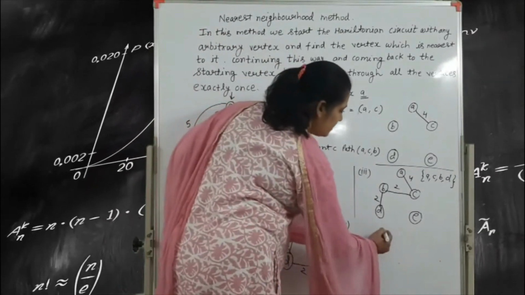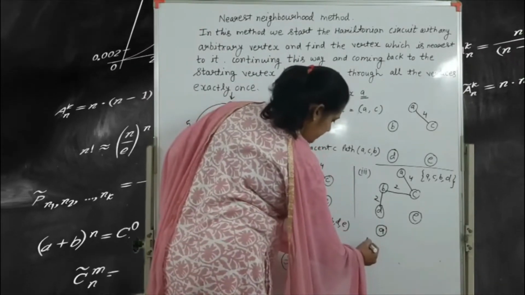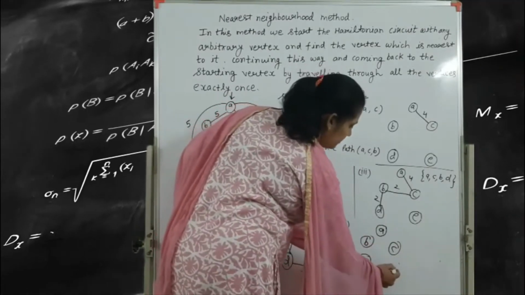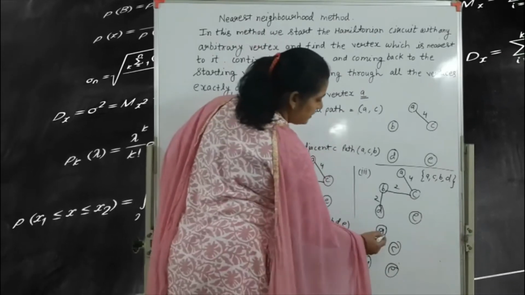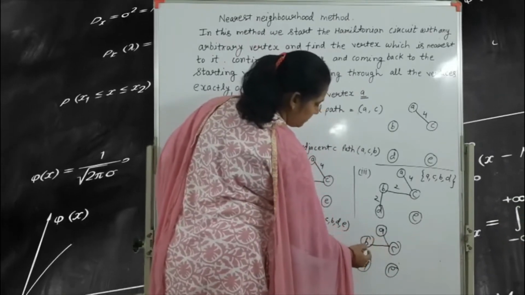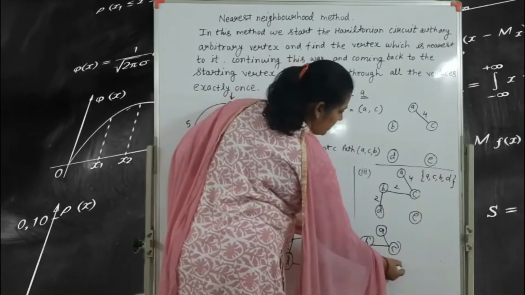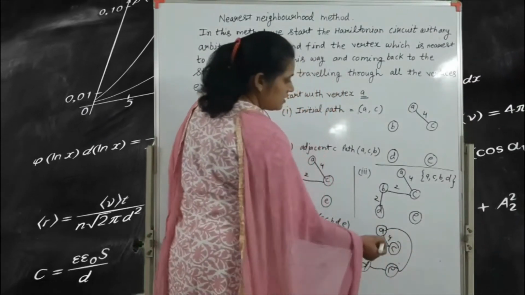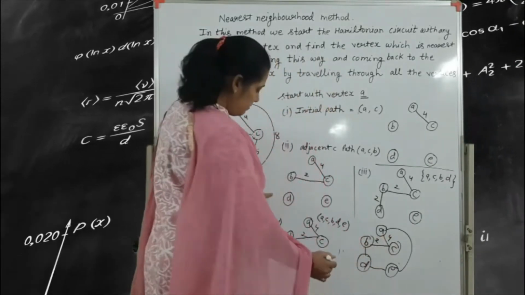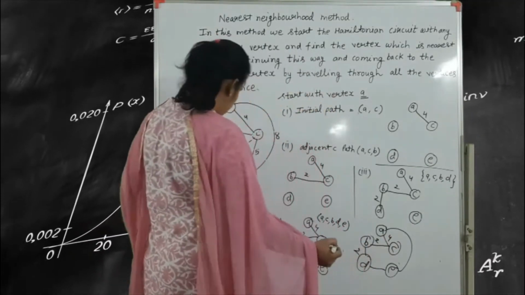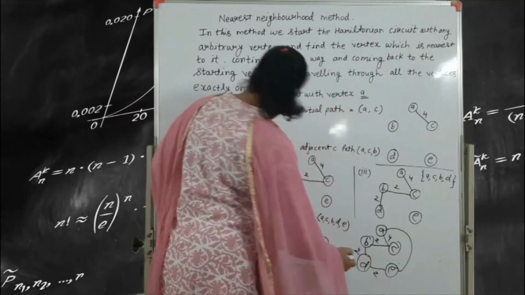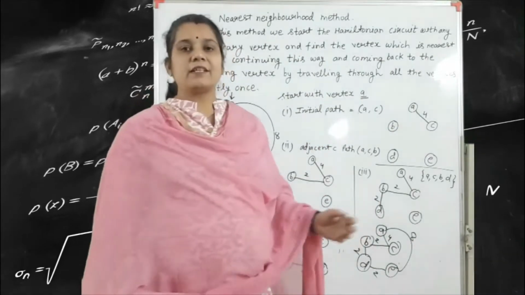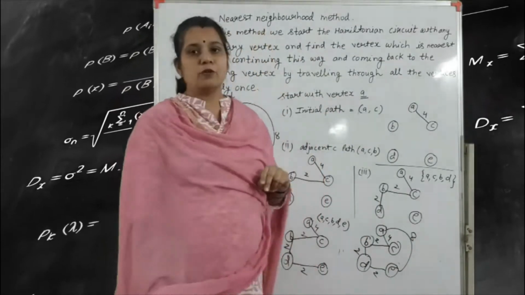Okay, so we write here A, B, C, D and E. And our path is A to C, C to B, B to D, D to E and E to A. Okay, so A to C is 4, C to B is 2, B to D is 2, D to E is 2 and E to A. Right. Okay, so this is the nearest neighbor method.